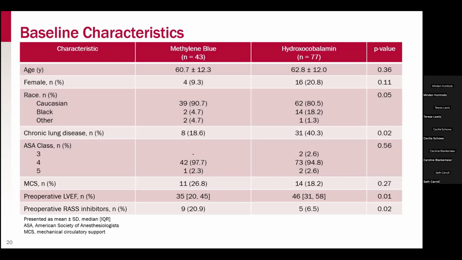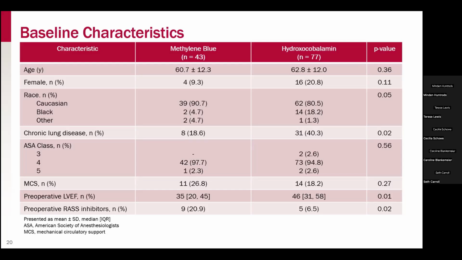And I know this is probably something that we're not as familiar with as pharmacists, but the classifications for this range from 1 to 6, with 1 being a normal healthy patient and 6 being determined as brain dead. So with 4 being the most common, these patients were defined as having severe systemic disease that is a constant threat to life. So these patients were pretty sick.